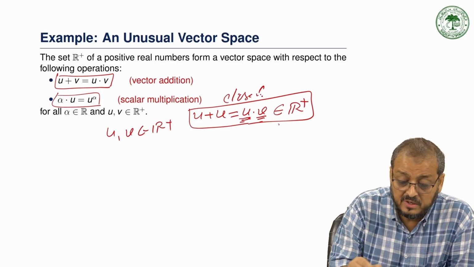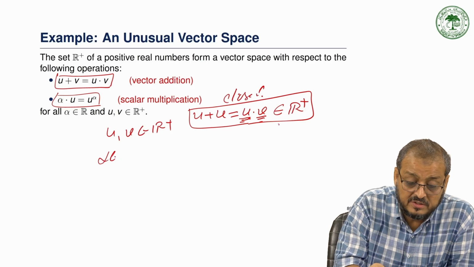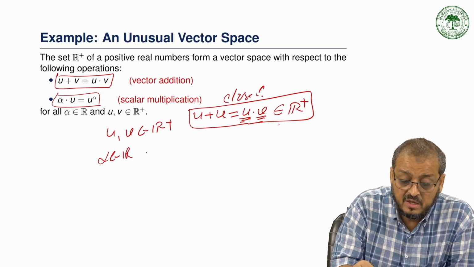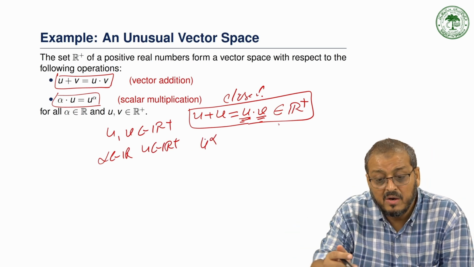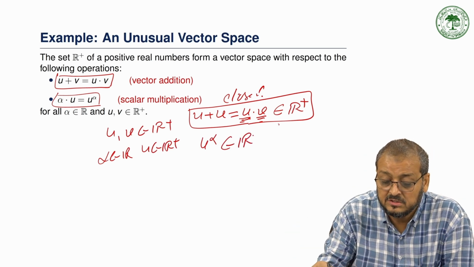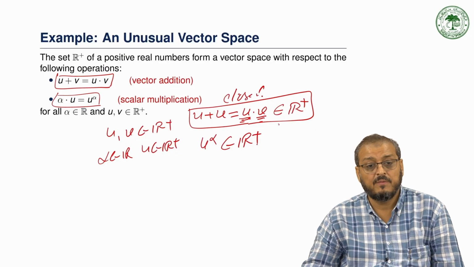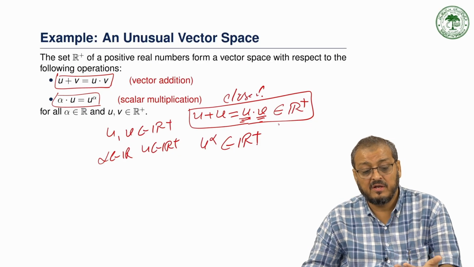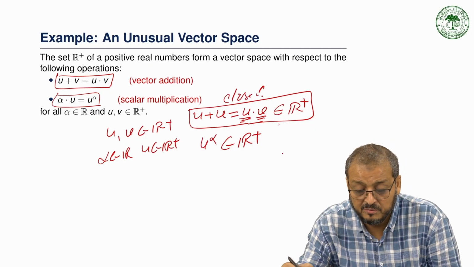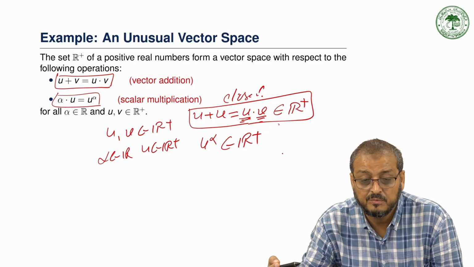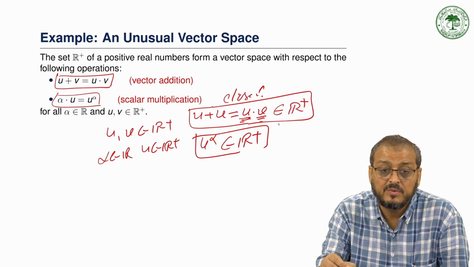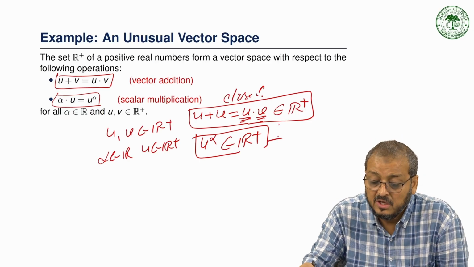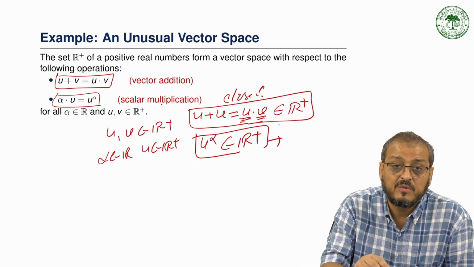Now scalar multiplication. Alpha is some real number and u is an element of R positive, then u to the power alpha is a positive real number, since some power of a positive number is always positive. So we have a positive real number system. We have to take any real number, so if we take minus 1, then 1 upon u is again positive, since u is positive. So this means u to the power alpha also belongs to R positive, which means it is also closed under scalar multiplication.